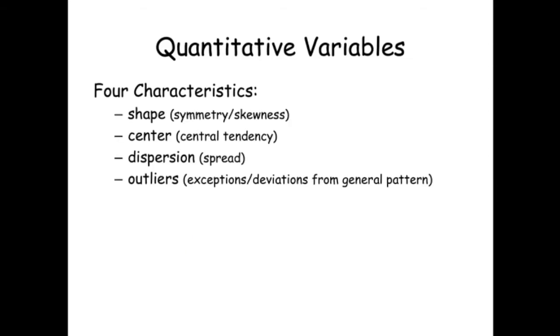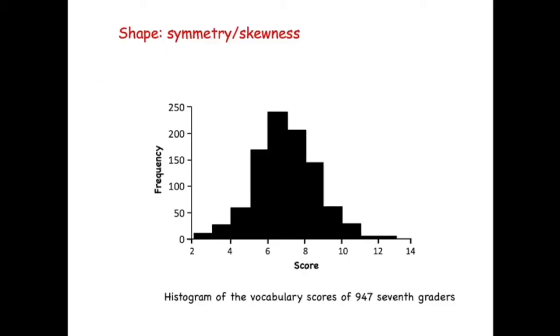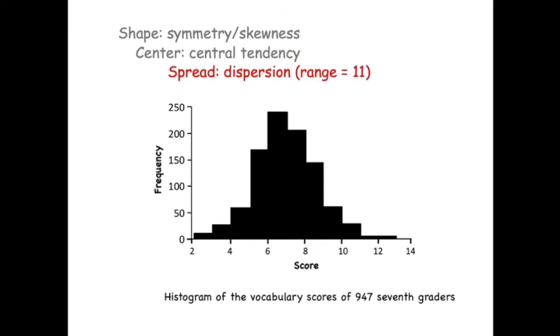We look for 4 things when examining a histogram: shape, center, and dispersion, and whether there are outliers. For shape, we focus on symmetry, and this distribution looks fairly symmetric. We could estimate the center, that is, the mean or median, to be somewhere near here, and the range is about 11 points. There are no exceptions or deviations from the general pattern, so no outliers.